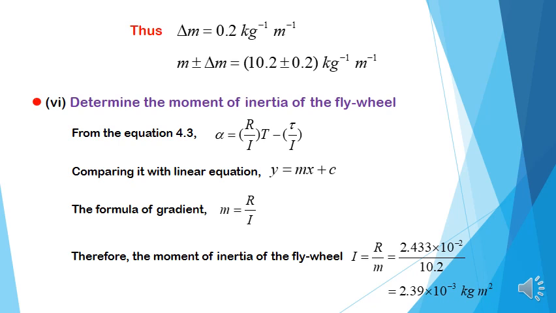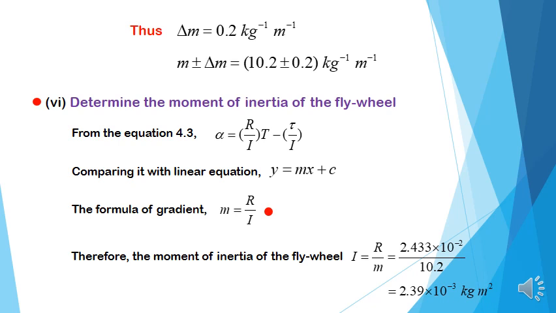Roman 6. Determine the moment of inertia of the flywheel. Refer to equation 4.3. The equation of the angular acceleration alpha is given by this expression. Comparing it with the linear equation y equals mx plus c, where alpha is the y and tension t is the x, and the negative tau over I is the y-intercept, and the formula of the gradient m is given by r over I.